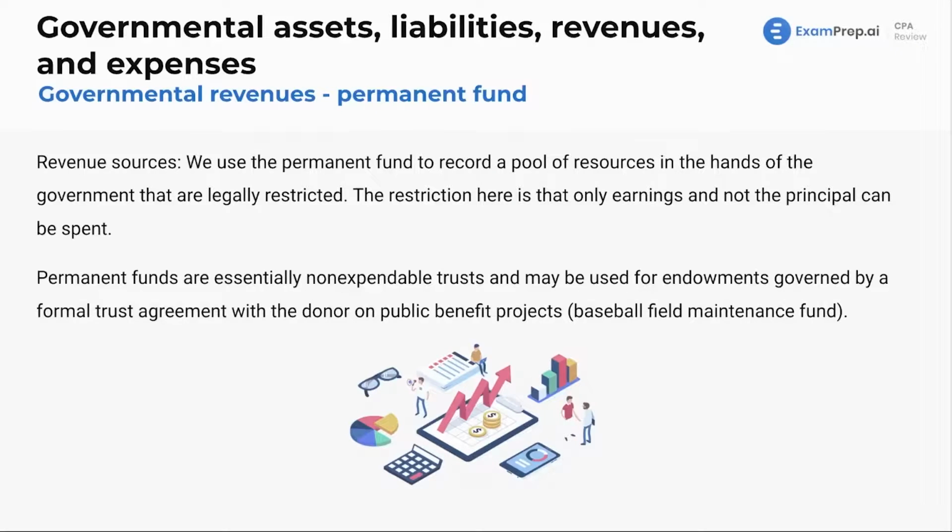All right. Lastly, a little bit on the permanent fund. It's almost as if we spent the whole time on our debt service and capital projects fund. All right. Well, revenue sources for the permanent fund. Remember, this is the best example.